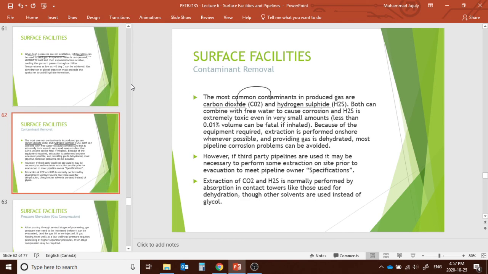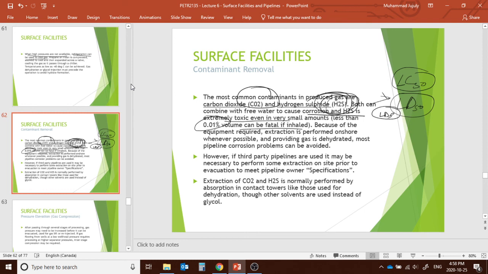Okay, contamination removal. The removal of carbon dioxide and hydrogen sulfide is very, very important, because hydrogen sulfide is not only corrosive, it is also very, very toxic. Even if a human breathes hydrogen sulfide in a very small amount, it can be fatal. There is something we call LD50, or LC50, the lethal dose 50 or lethal concentration 50. The LD50 of hydrogen sulfide is very low. That means it is very, very toxic.